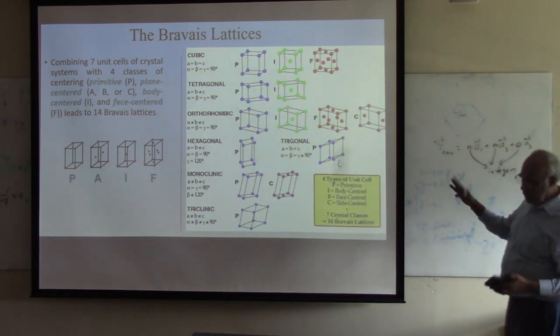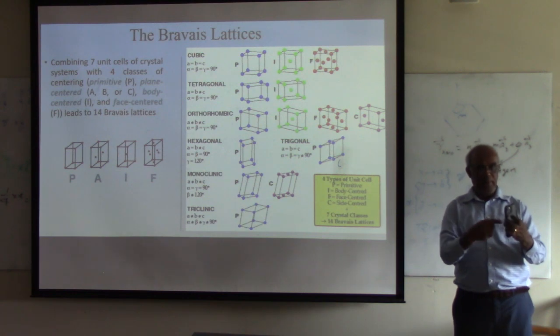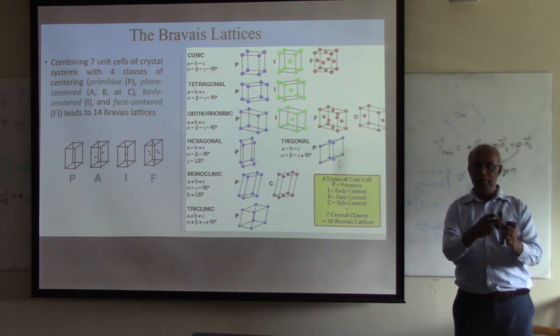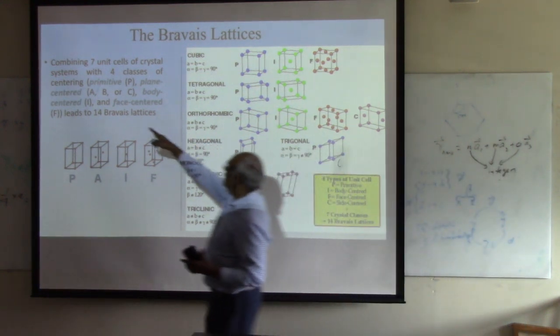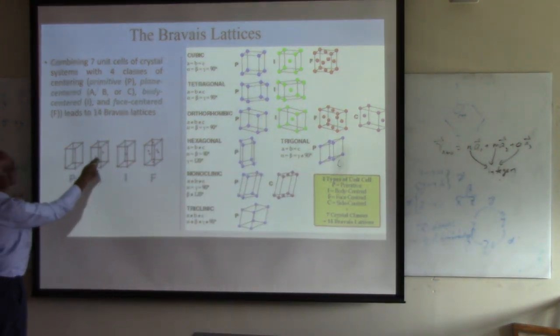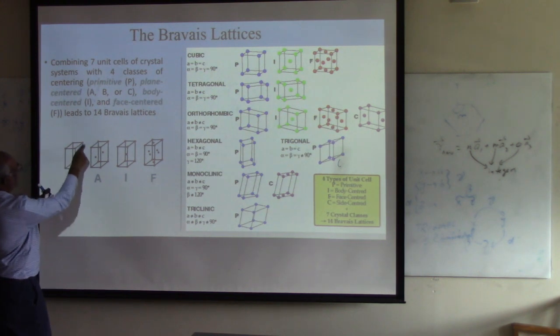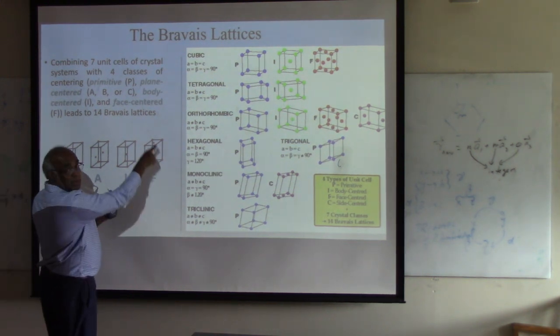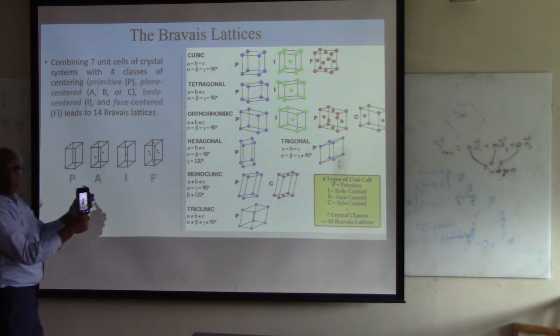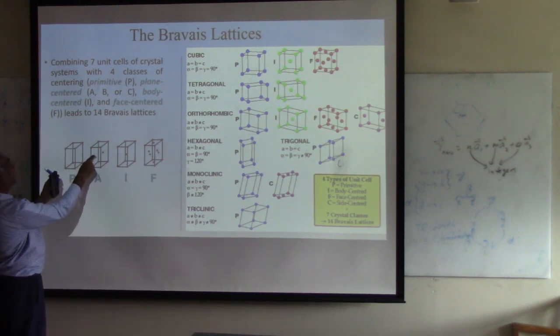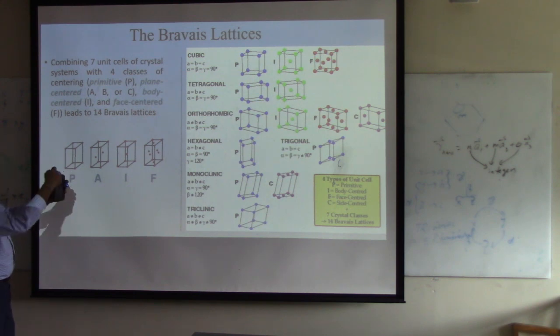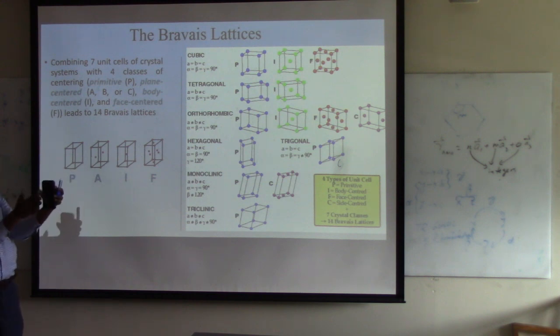But sometimes you don't have it on every face, only maybe these 2 faces, or these 2 faces, or these 2 faces. That's why we have A, B, C. Here, I means in the center, P means only at the corners, F means at every face, all 6 faces. B means only between these 2 faces. C means between these 2 faces. So only 2 opposing faces have them. F means all 6 have.